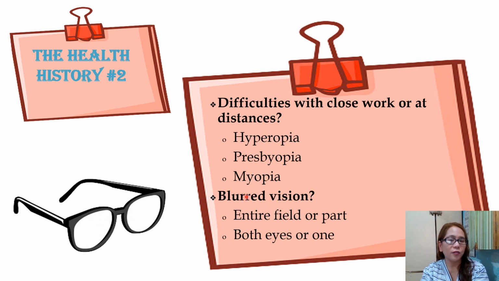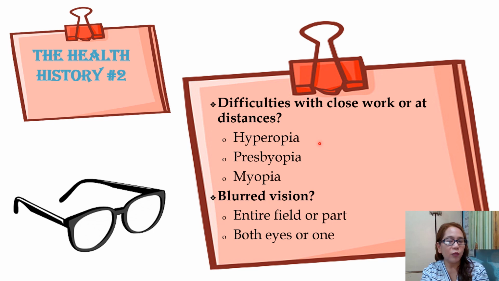So same with the physical assessment in other parts of the body, you always start with a health history wherein you have to ask the client the following question. Do you have difficulties with close work or at distance? Okay, so you have to check kung may hyperopia ba si client, presbyopia, or myopia. So, of course, do not use this term. You have to state it in a layman's term wherein the patient can understand.